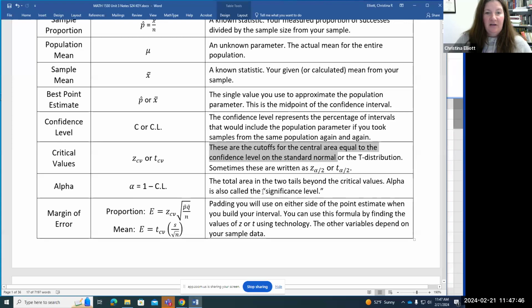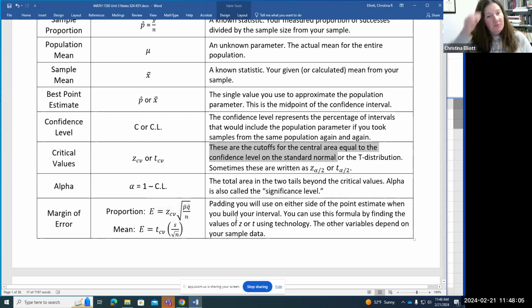Alpha is also called the significance level. That's 1 minus confidence level. So if your confidence level is 95% or 0.95, then alpha is 0.05. Those are complements. And then there's a formula for calculating the margin of error.